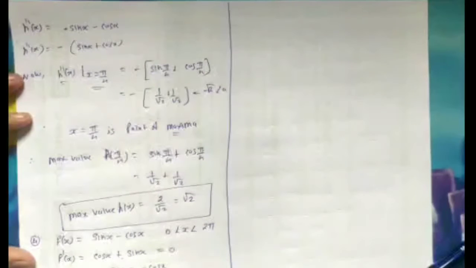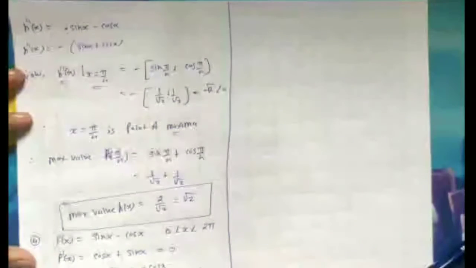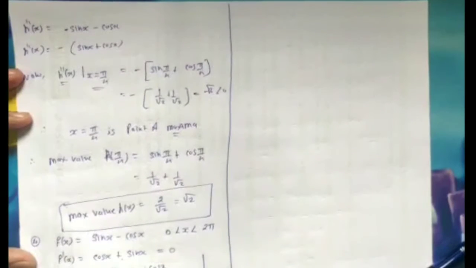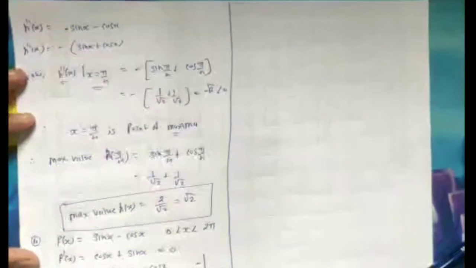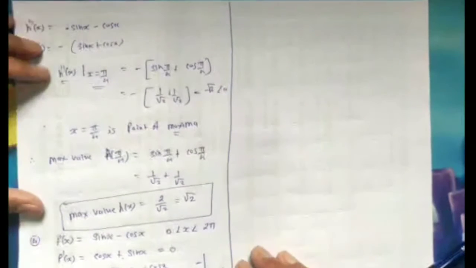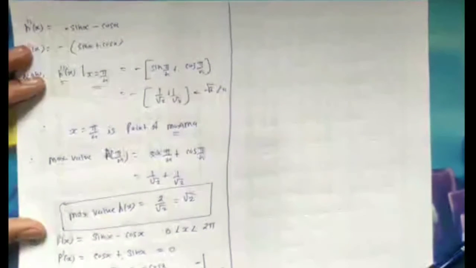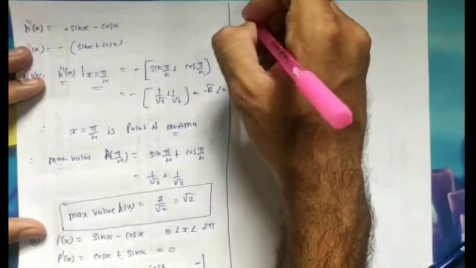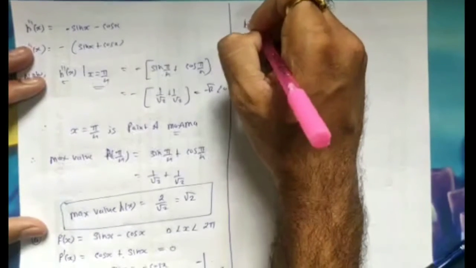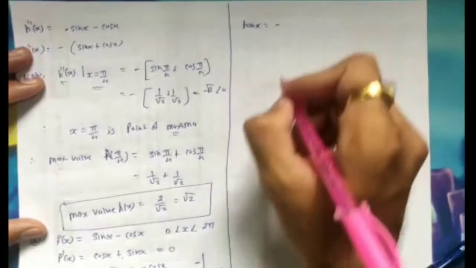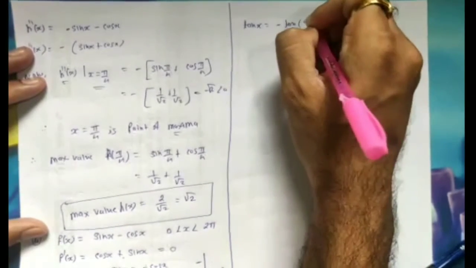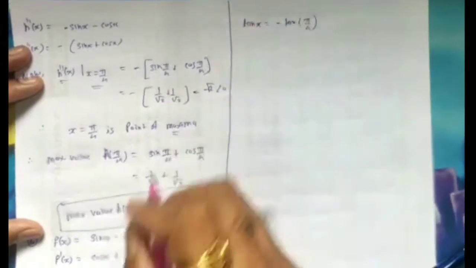So what is the value of tan 1? Tan will be minus in the second and fourth quadrant. So we are getting two values of this x. So tan x equal to minus 1. So we can write tan x equal to minus the value of tan, which is tan pi by 4, okay?